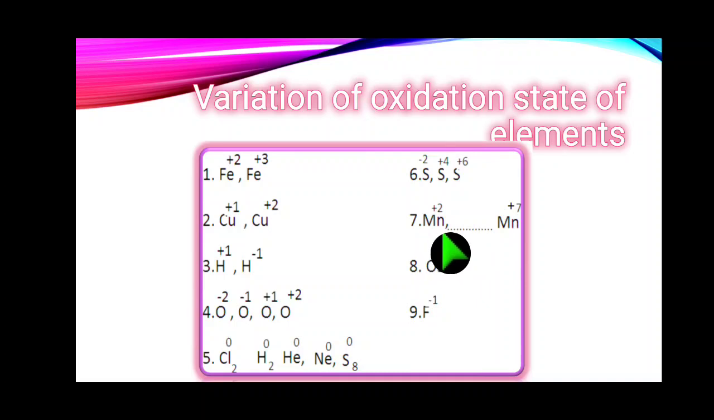Then the seventh one, manganese. Manganese has the maximum number of oxidation states: plus 2, plus 3, plus 4, plus 5, plus 6, plus 7. Okay, many oxidation states. Then the eighth one, osmium, with the highest oxidation state, plus 8, among D block elements. Ninth one, fluorine. Fluorine always carries minus 1. So these are the variations of oxidation state of elements.